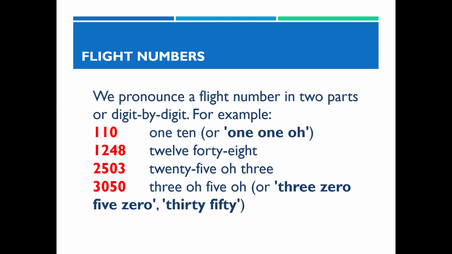And then flight numbers are similar to phone numbers. We usually say the flight number in two parts or by saying each number. For example, flight penerbangan 110. Jadi bahasa Inggrisnya adalah one ten or one one zero.